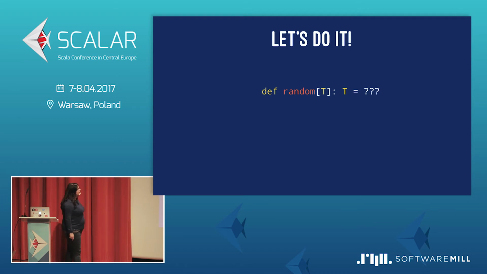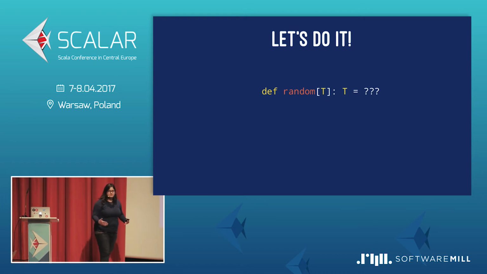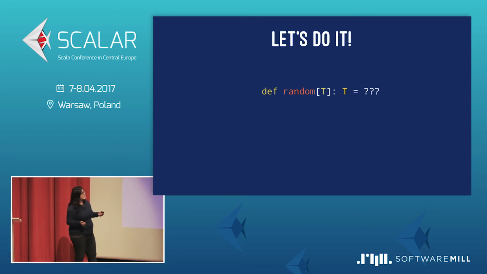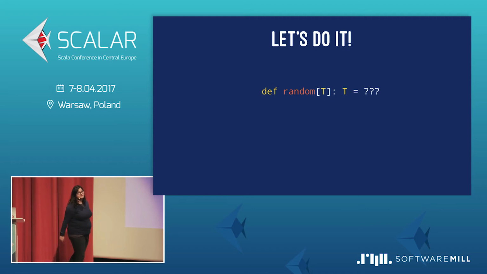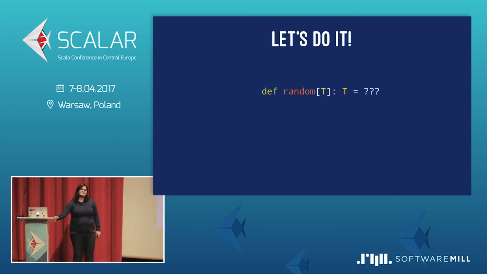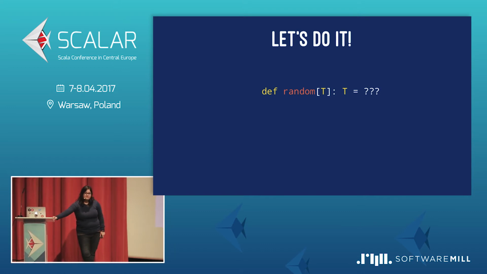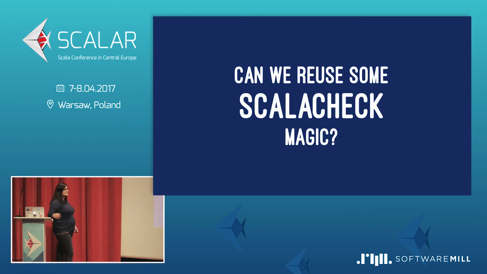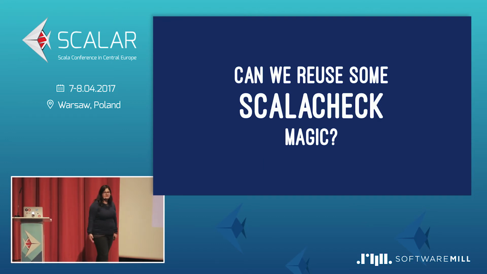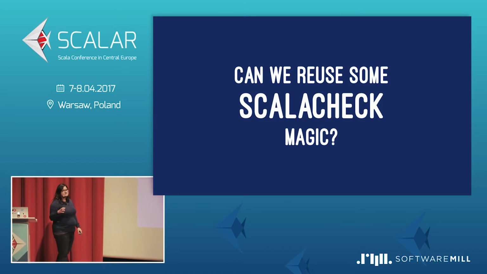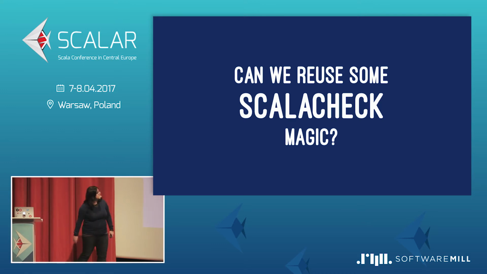So what we want is a magic function that, given a T, returns a random instance of T. But we are lazy, right? We could implement this ourselves, but guess what? We don't want to, because we don't have a lot of time to dedicate to this project. We have this amazing project called ScalaCheck that already does this. Can we somehow steal some code and make it work for us?